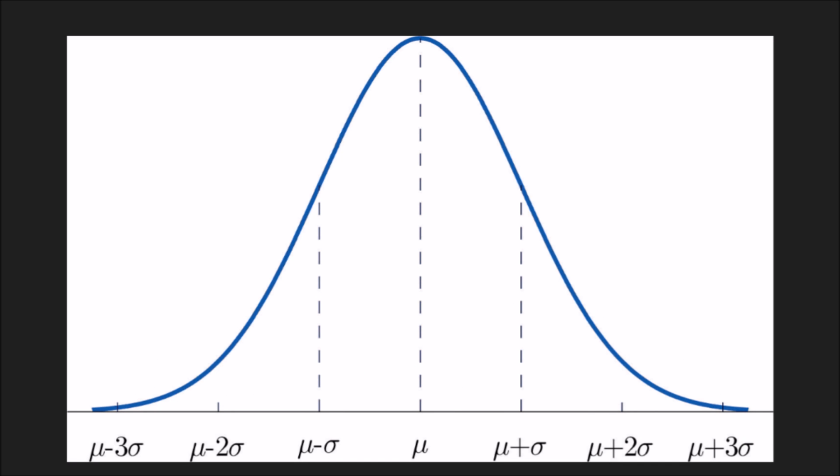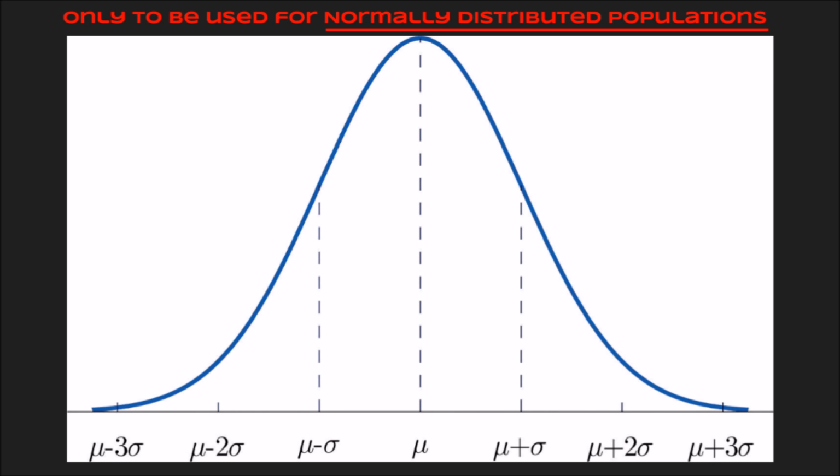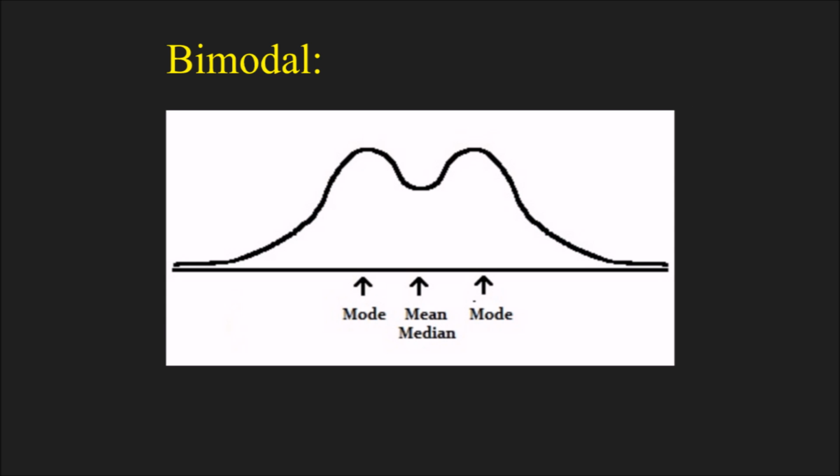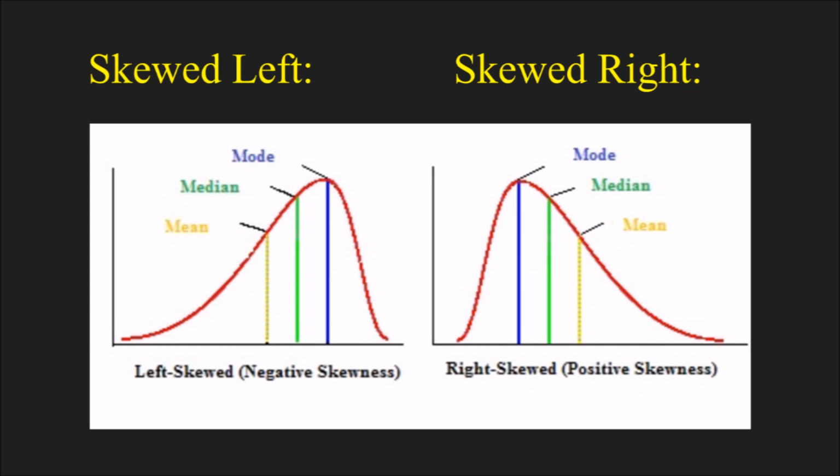The bell curve is a very particular, very uniform graph, and it can only be used to model populations that have a normal distribution, and your problems should tell you whether or not you're dealing with a normal population. Bell curves are not used to model bimodal populations, which have two modes and therefore two humps, because that's not normal. Bell curves have one mode and one hump, and neither are they skewed left nor right.